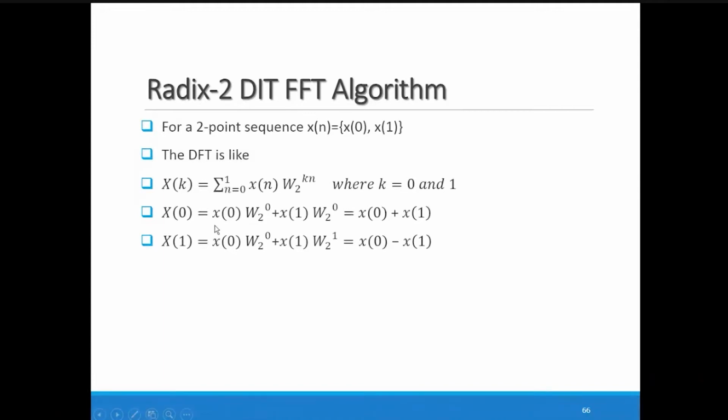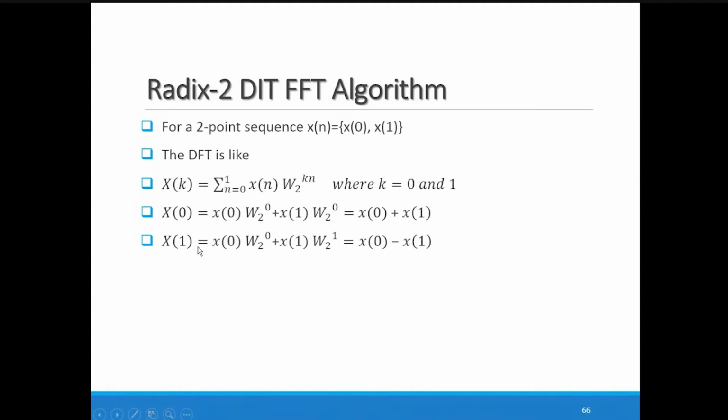So for a 2-point sequence x of n, x0 and x1, the DFT is given as X of k equal to sigma n equal to 0 to 1 x of n omega 2 raised to kn, where k is equal to 0 and 1. So initially, when we take k equal to 0, X of 0 is equal to x0 into omega 2 raised to 0 plus x1 omega 2 raised to 0. This omega 2 raised to 0 term is nothing but 1 itself, so it will be x0 plus x1.